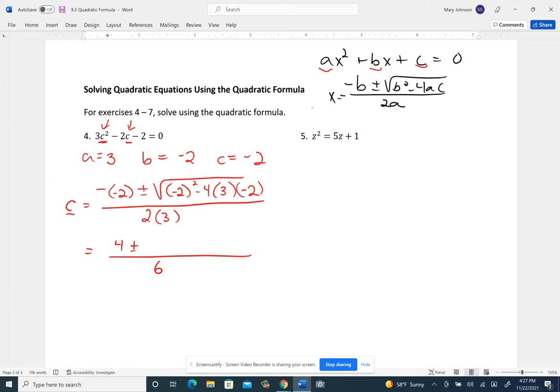All right, so we'd have 4 plus or minus the square root of, and then -2 is in parentheses being squared, so that's +4. And then see the negative that's part of the formula and the negative on the 2 for C means you'll ultimately have plus right here, 4 times 3 times 2, which is 24. And that's all over 6. So that's 4 plus or minus the square root of 28 all over 6.